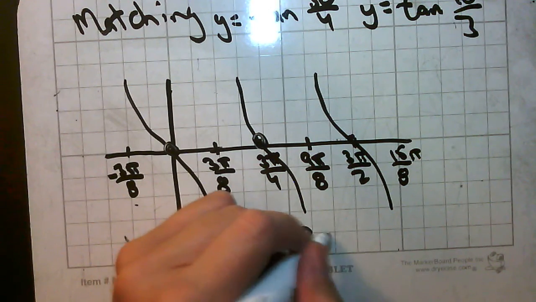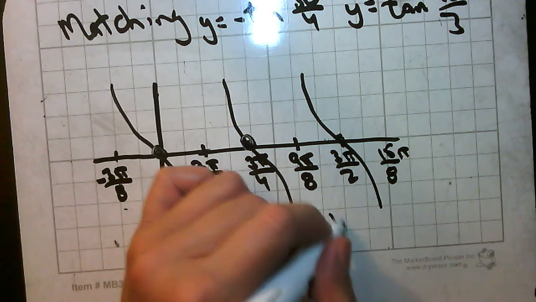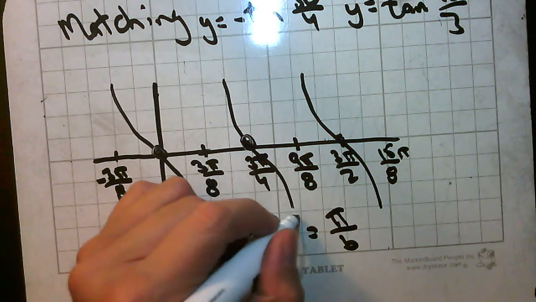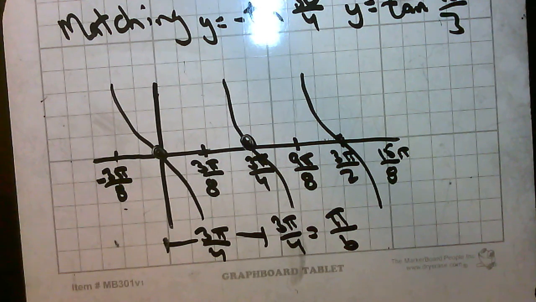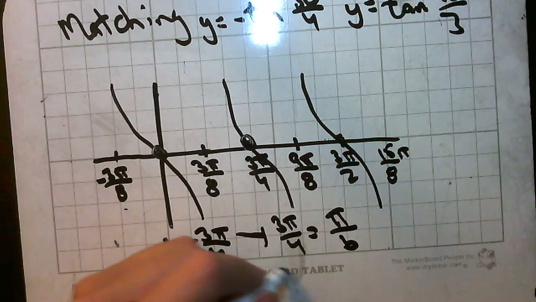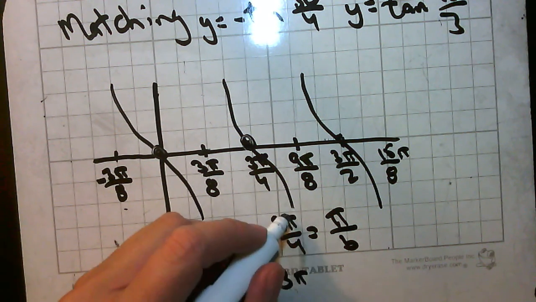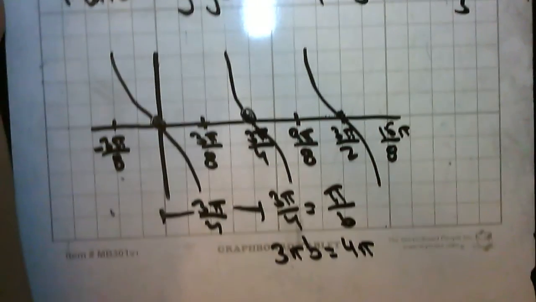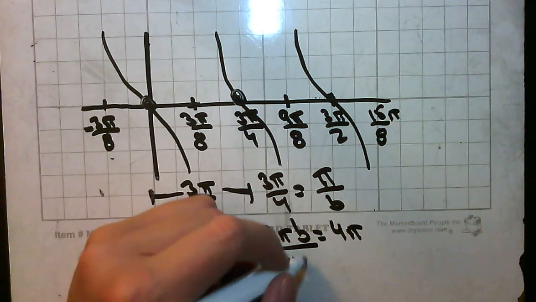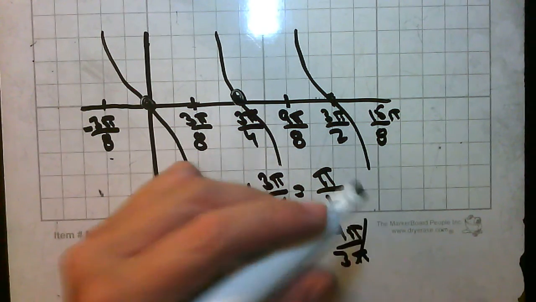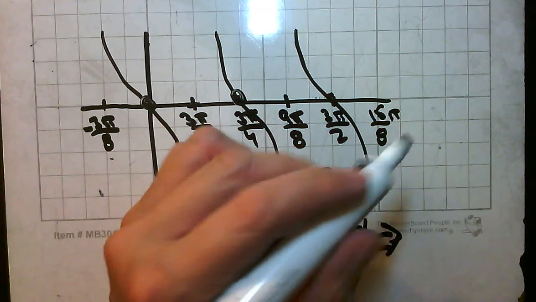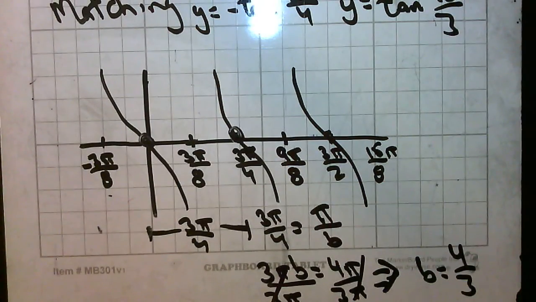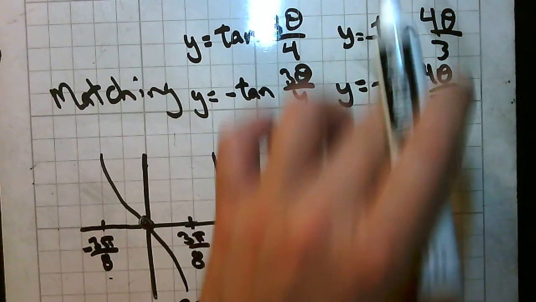And we know period equals pi over b. And we know our period is 3 pi over 4. So we're going to replace that with this. We're going to cross multiply. We get 3 pi b equals 4 pi. We're going to solve for b, so we're going to divide by 3 pi. The pi's cross out, and we're going to be left with b equals 4 over 3. Okay, so that tells me one of these two has to be the answer.